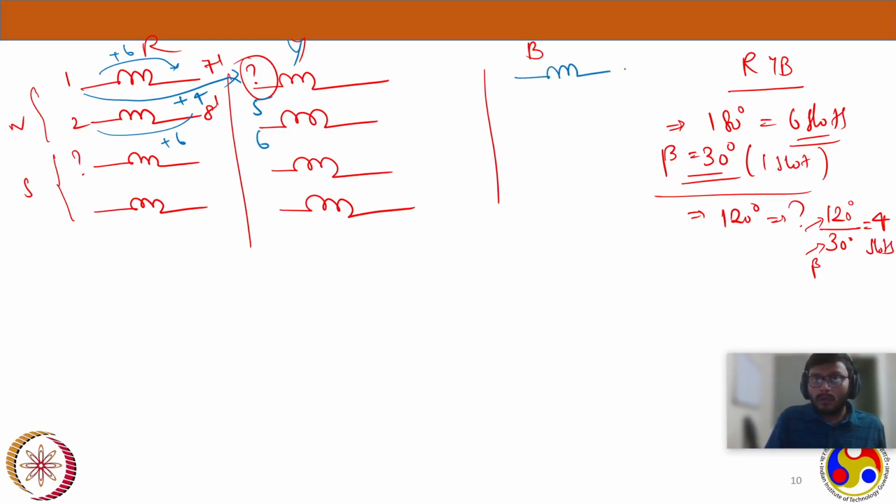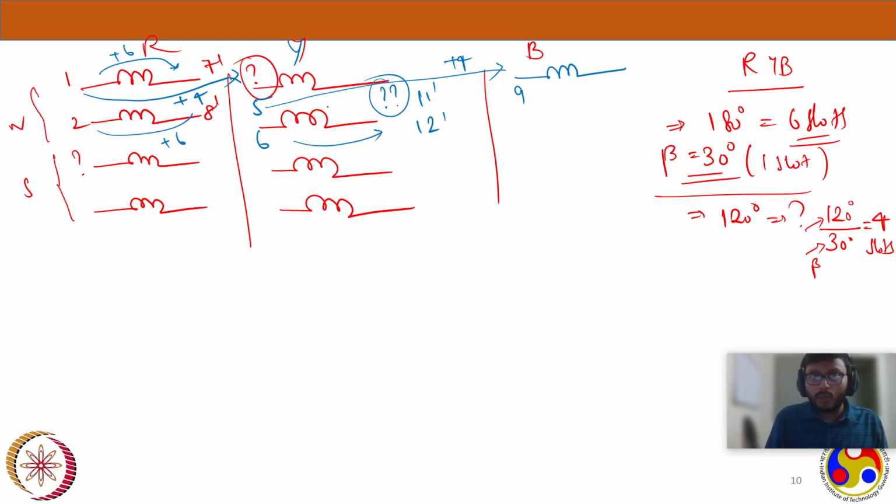Now similarly for B phase. If Y starts from 5, and Y and B are displaced by 120 degrees, and 120 degrees in terms of slots is 4 slots, so if it is 5, it is plus 4. It should start from 9. Can someone tell me what is the end in Y phase first coil? If it is 5, what is the slot? Yeah, 11 dash and 12 dash. Exactly. So this is 11 dash and this is 12 dash.